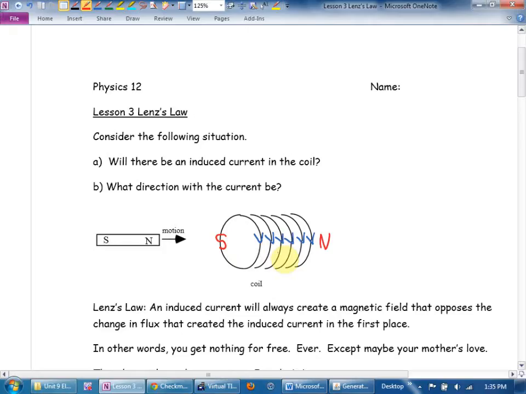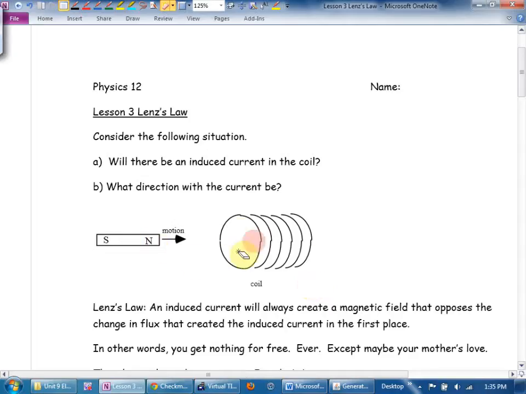Nature, the universe, says nuh-uh. And it was Lenz, a scientist whose last name was Lenz, who first pointed this out. He said, you know what? If you're trying to figure out what direction the current is going to run, ask which way would slow things down that way. Except he phrased it this way.